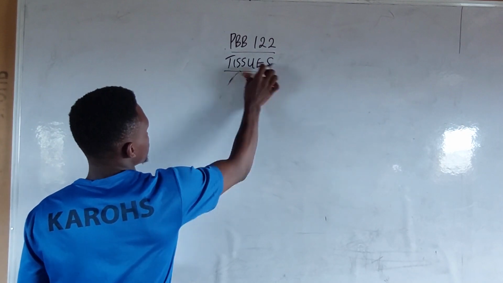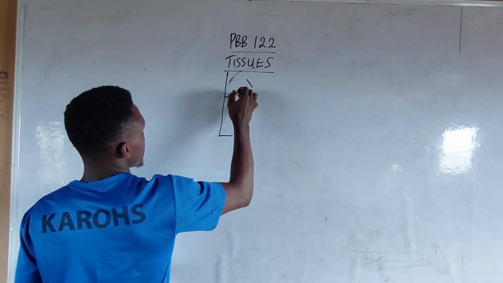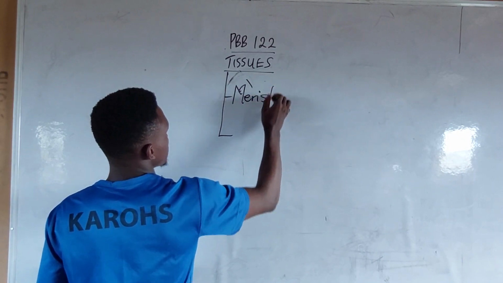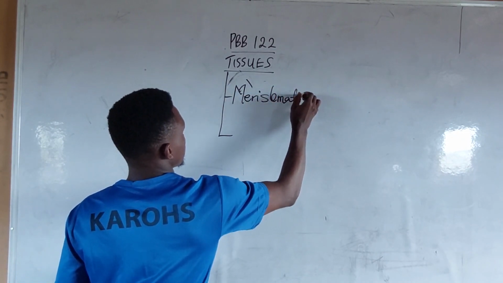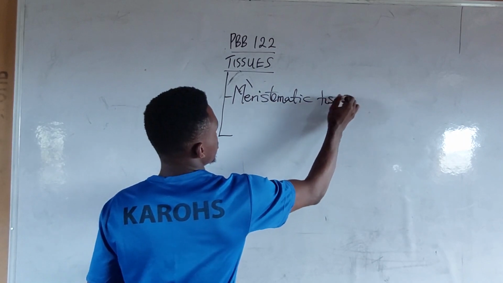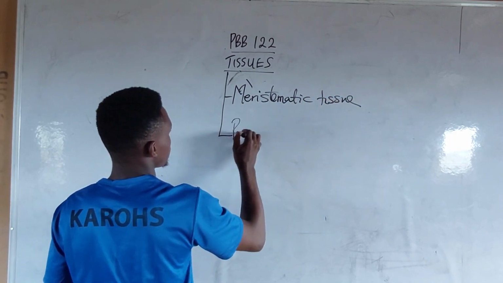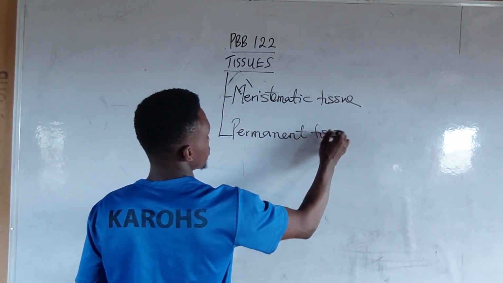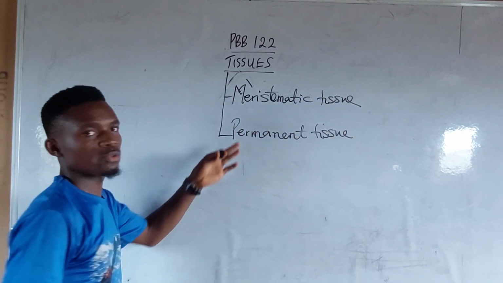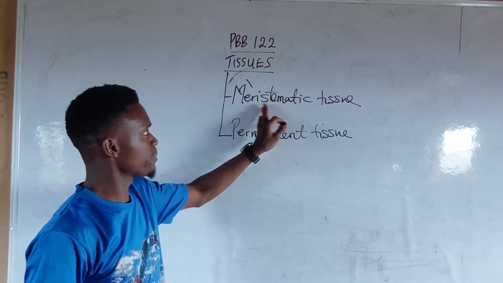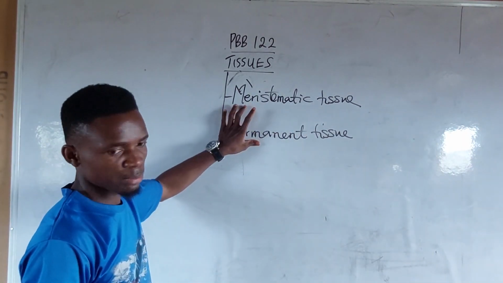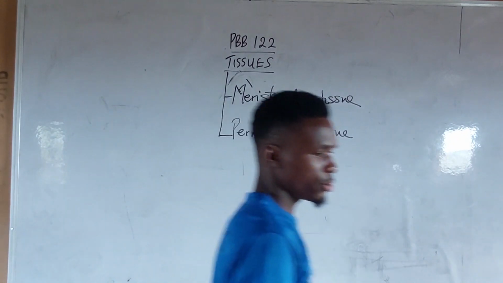Now, we have the meristematic tissues, and we have the permanent tissue. Now, these are the two types of tissues on the broad note: meristematic tissue and permanent tissue. Now, let us discuss the meristematic tissues.